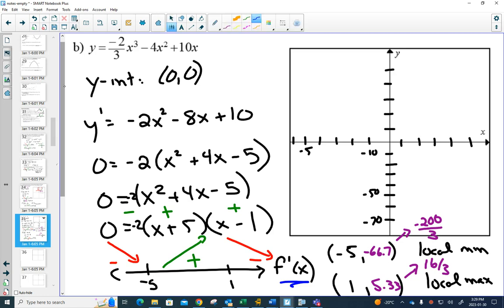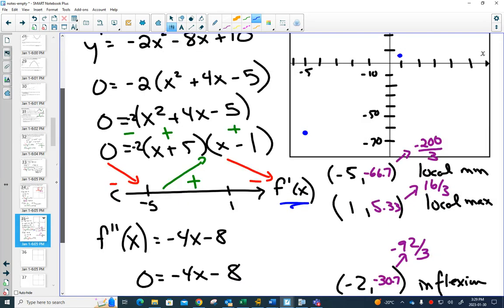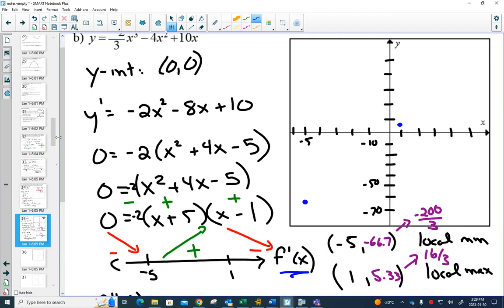I'm going to plot these points. So I've got negative 5, negative 66.7. I've got 1, 5.33. And I have got negative 2, negative 30.7. Now going to graph this, we know our x-intercept to be at 0 and our y-intercept to be at 0.